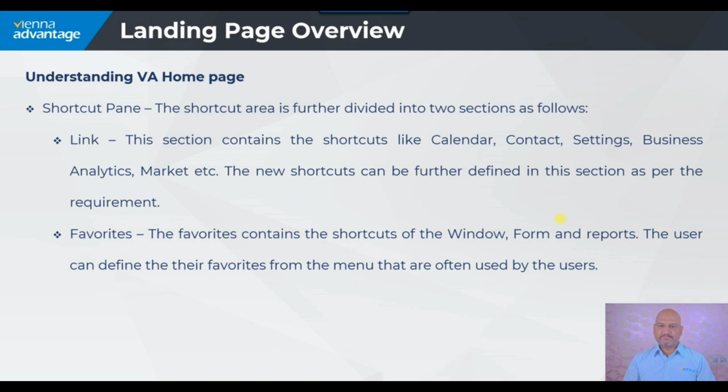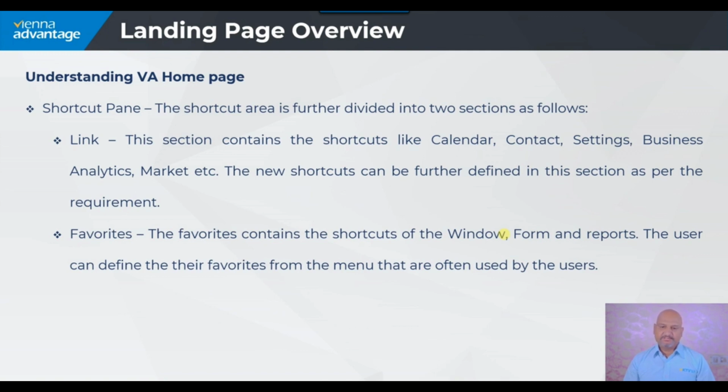So that's basically the follow-up pane. Now next is the shortcut pane. The shortcut pane area is further divided into two sections. One is the links, the other one is the favorites. The links section contains shortcuts like calendar, contacts, settings, business analytics, marketing, etc. New shortcuts can be further defined in this section as per the requirement. The favorites contain the shortcuts of windows, forms, and reports. The user can define their favorites from the menu that are often used by the users. So that's basically the favorites.